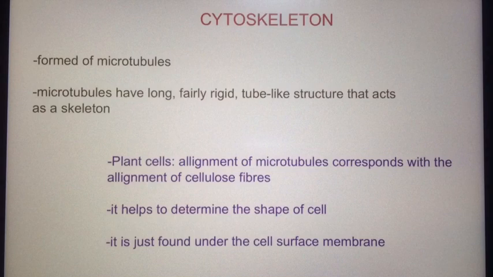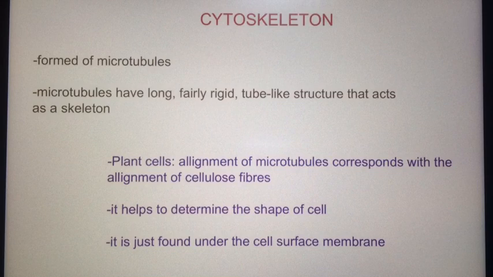So, the cytoskeleton is formed of microtubules collectively. Microtubules have a long, fairly rigid tube-like structure that acts as a skeleton, which contributes to their function as cytoskeleton. Plant cells have a cytoskeleton, which can be seen by the alignment of microtubules, which corresponds to the alignment of cellulose fibers.